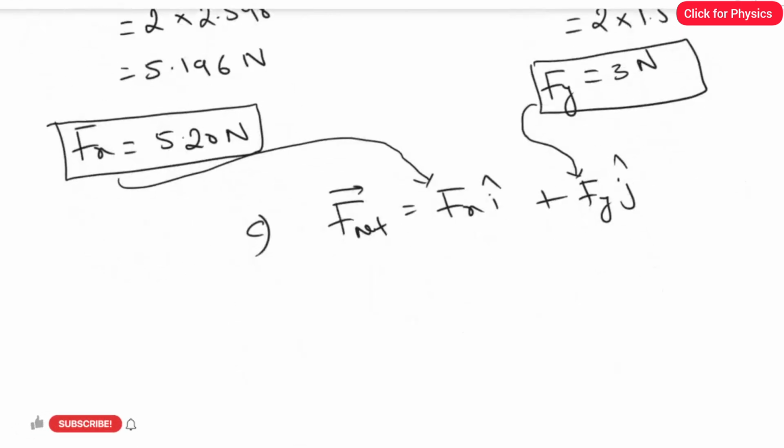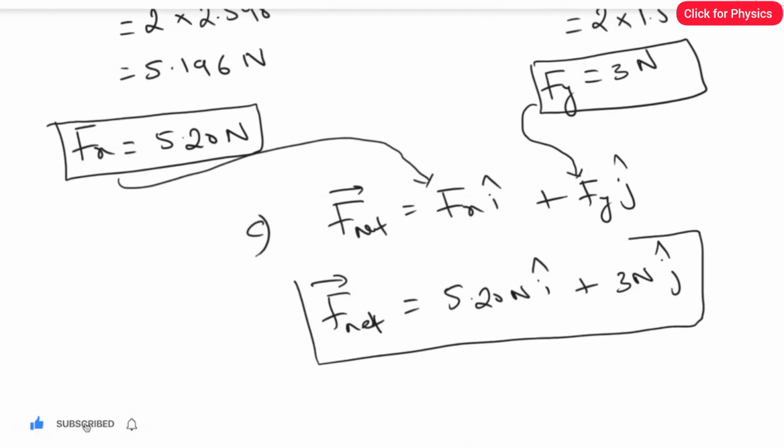So F net vector is equal to F of x, here 5.20 Newton i cap, plus F of y, here 3 Newton j cap. So this is the answer for the third question, which is part C. So this is the answer for the three questions, A, B, and C.